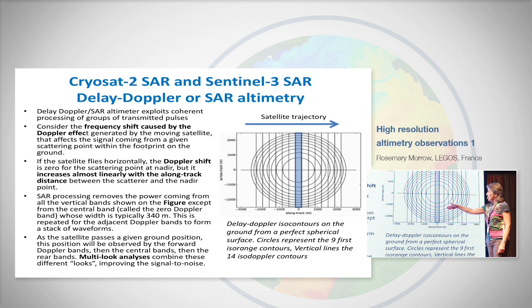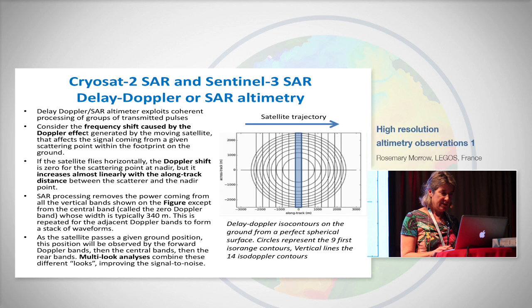Another thing is that they use what they call multi-looking. As the round footprints come across, they can do the same processing as it's moving through, and you can average the beginning, the middle, and the back end of the satellite Doppler bands, and further increase your signal-to-noise ratio.